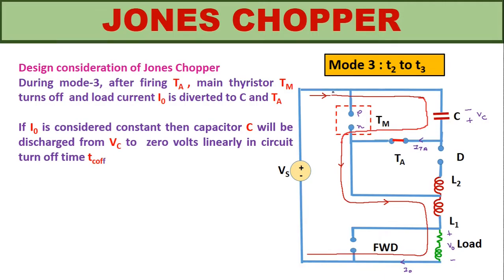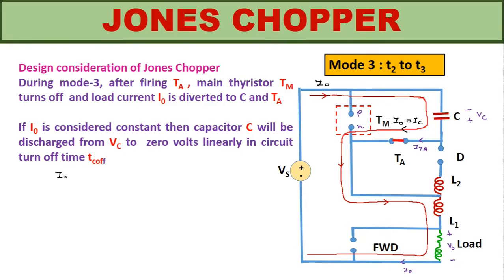Here we can see the load current I0 is flowing from the DC voltage source to the capacitor, then it will go to the auxiliary thyristor, then to the L1 inductor, and then to the RL load. So this load current is also flowing through the capacitor. That means the load current is equal to the capacitor current IC in the mode number 3 operation.